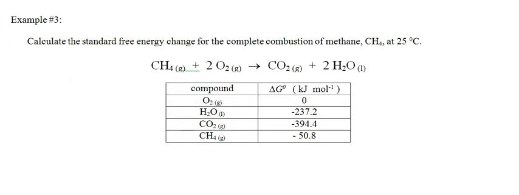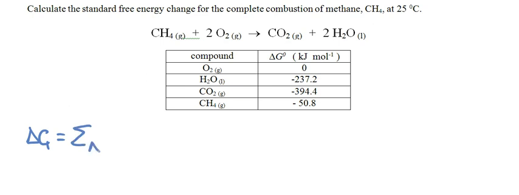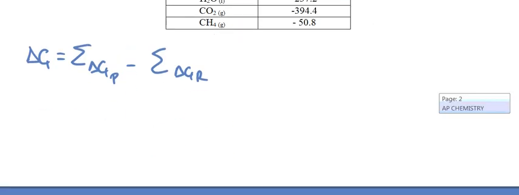All right. Example number 3 says calculate the standard free energy change for the complete combustion of methane at 25 degrees. So again, this is just delta G. So again, delta G is equal to the sum of the delta G values of the products minus the delta G value of the reactants. So this one's not too bad. We can deal with that.